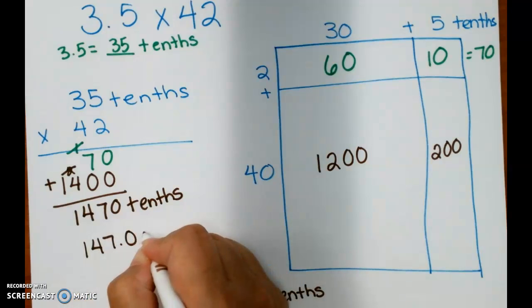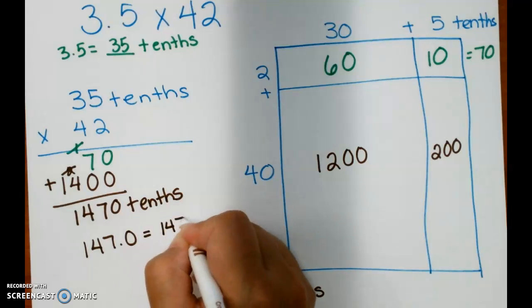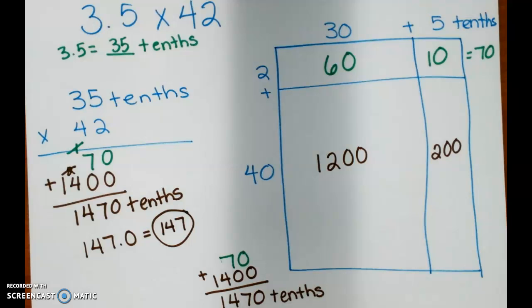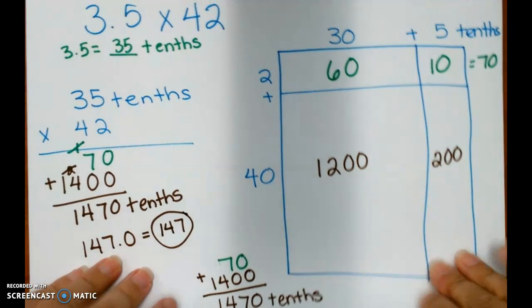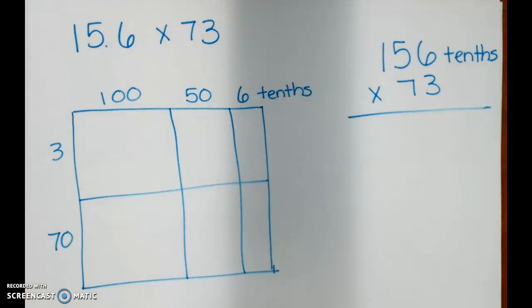So 1,470 tenths equals 147 and no tenths. So I can say it just equals 147. Okay, let's try one more together and then you can work by yourself. Hopefully by now you see where we're going.